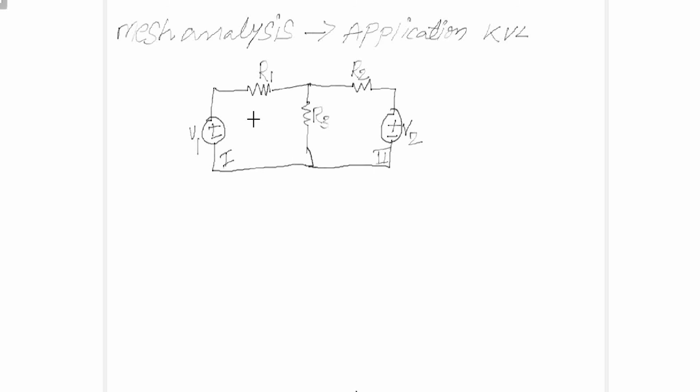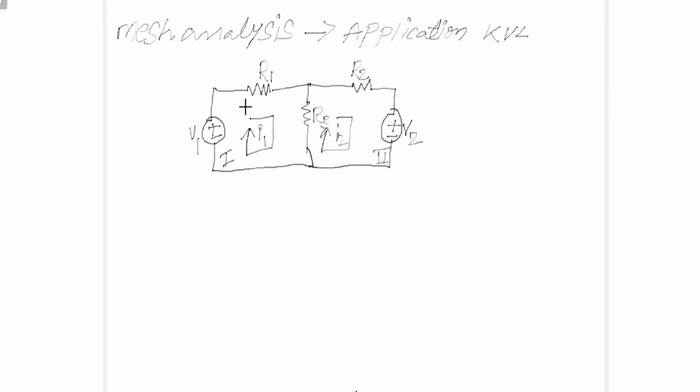Before proceeding to the mesh analysis, we have to indicate current in the clockwise direction, and we have to find the ultimate intention of mesh analysis. We have to find this I1 and I2. Among the Kirchhoff laws we have two laws, KVL and KCL. In mesh analysis we use Kirchhoff voltage law.